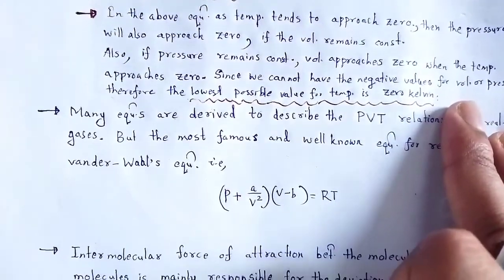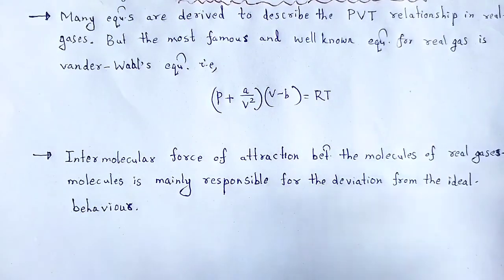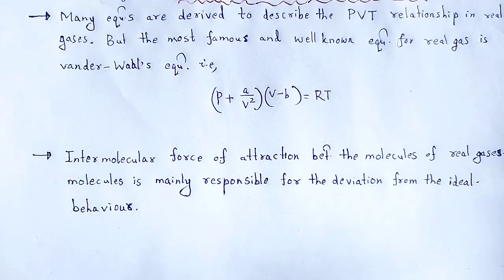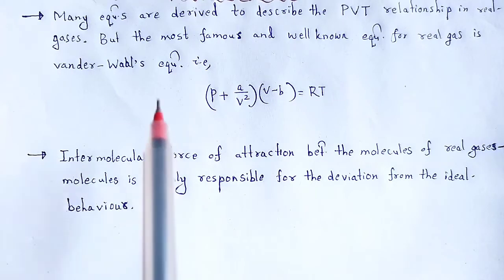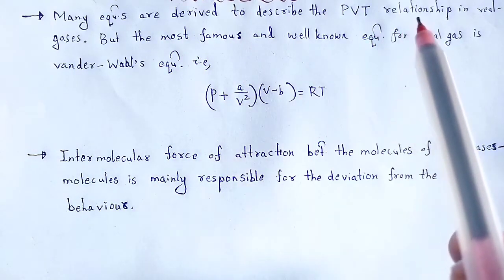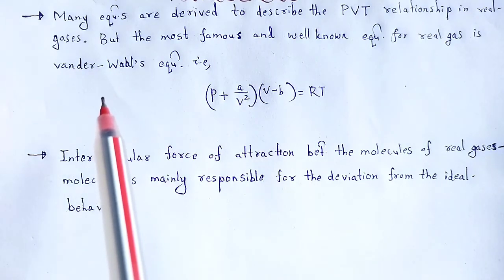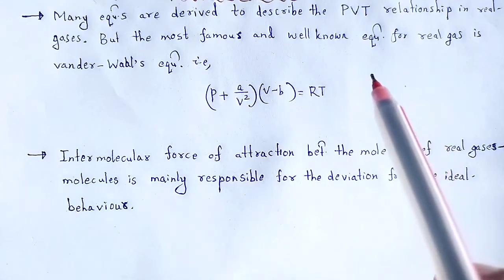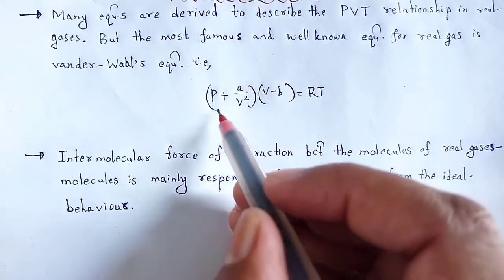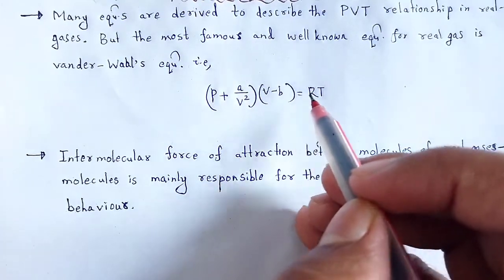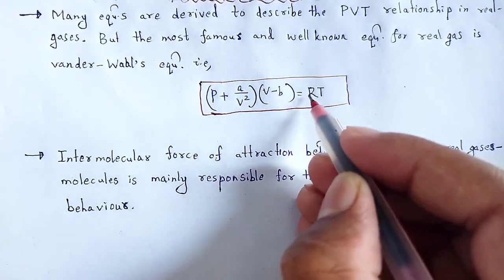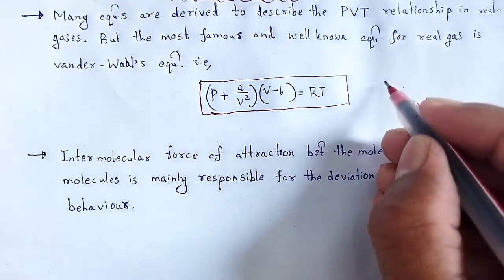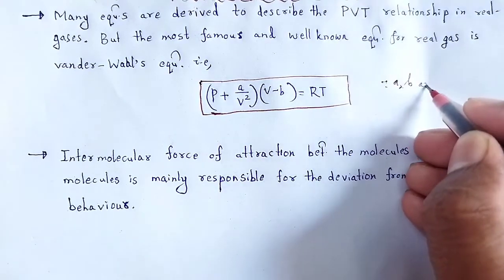Now, for real gases, how do we say that gases fall under the real gas category, meaning how do they approach a particular equation? Many equations are derived to describe the pressure, volume and temperature relationship in real gases. The most famous and well known equation for real gas is the Van der Waals equation: (P + a/V^2)(V - b) = RT, where P is the pressure, V is the volume, R is the universal gas constant, T is the absolute temperature, and a and b are constants.